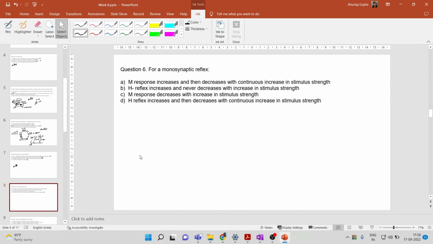For a monosynaptic reflex, M response increases and then decreases with continuous increase in stimulus strength. H reflex increases and never decreases with increase in stimulus strength. M response decreases and increases with increase in stimulus strength. H reflex increases and then decreases with continuous increase in stimulus strength. So you can just pause the video and then try and respond to the question.